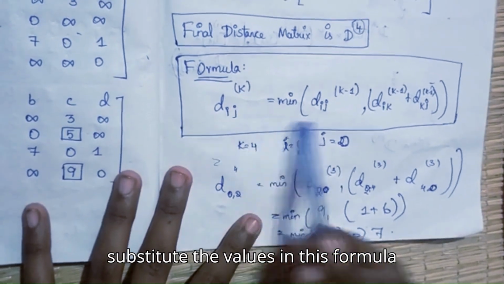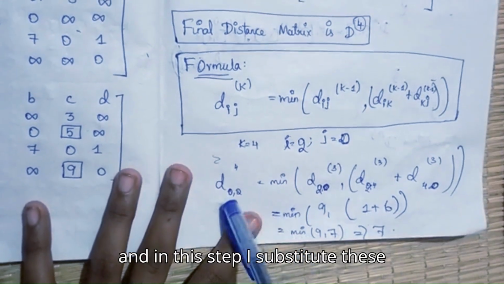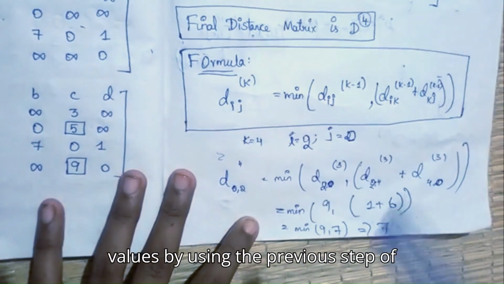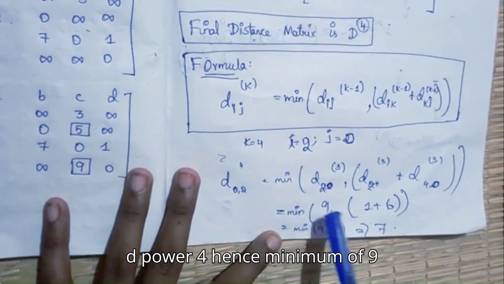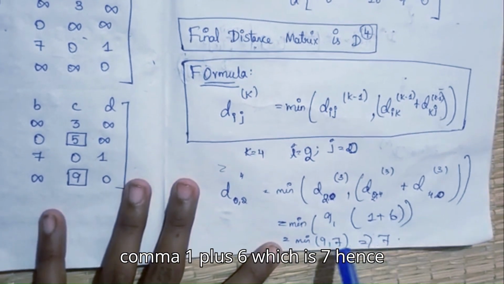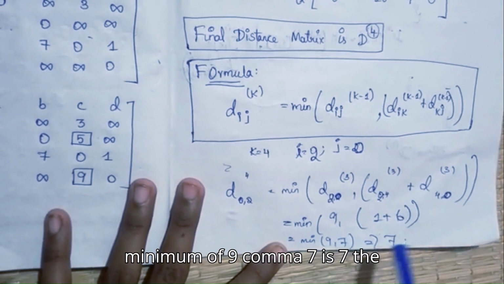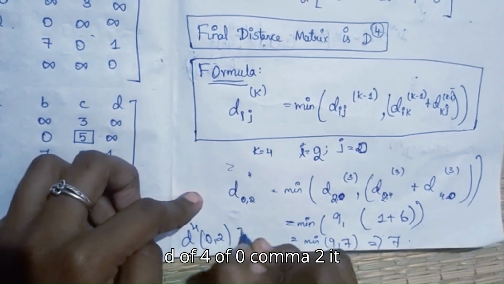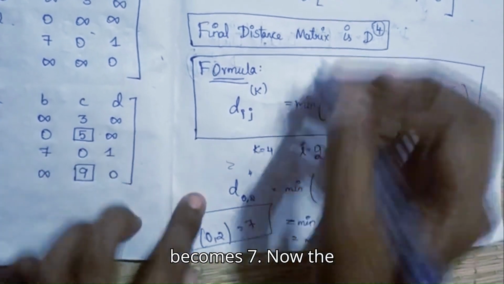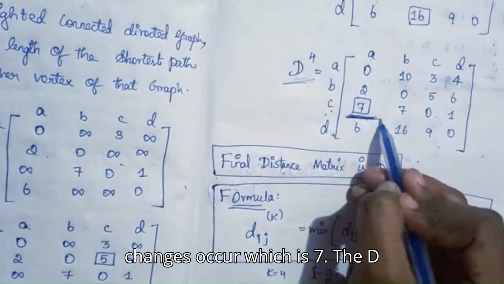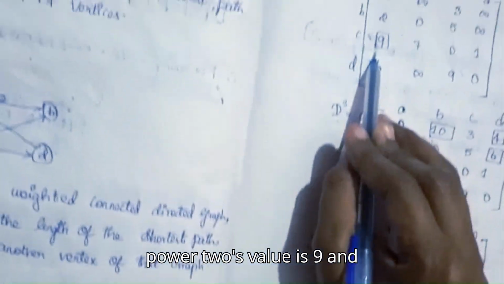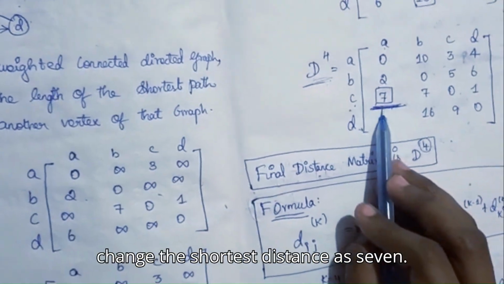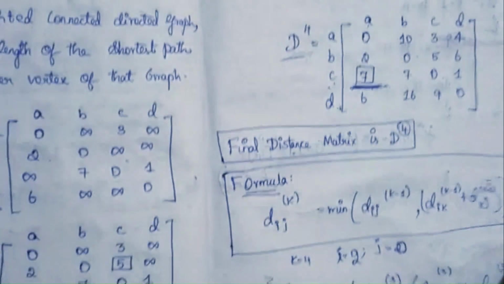I substitute the values in this formula, using the previous step of d power 3. Hence minimum of 9, 1 plus 6, which is 7. Hence minimum of 9, 7 is 7. The d of 4 of 2, 0 becomes 7. Now the change occurred, which is 7. The d power 2 value is 9 and the d power 4 value is 7. Hence I changed the shortest distance to 7.